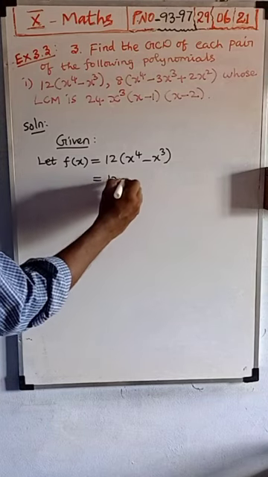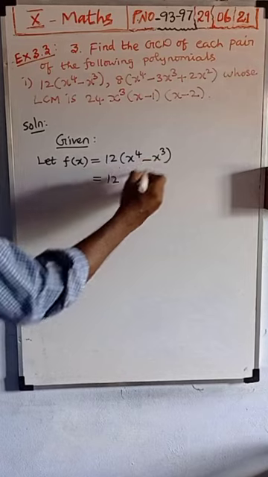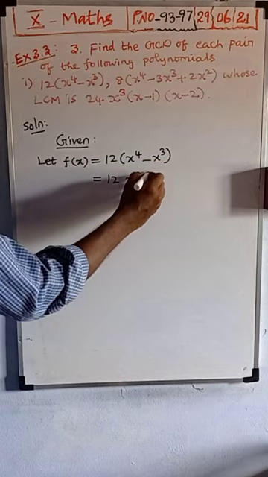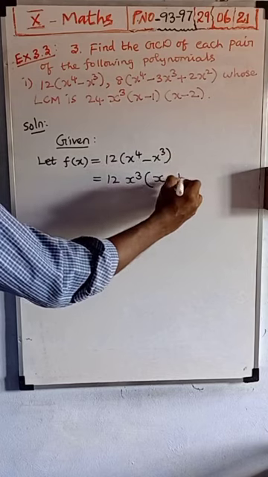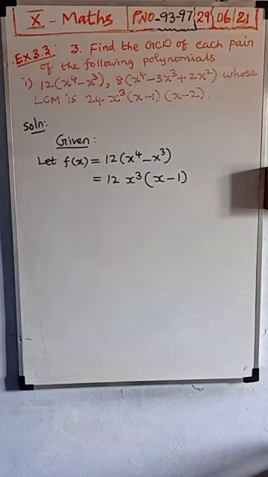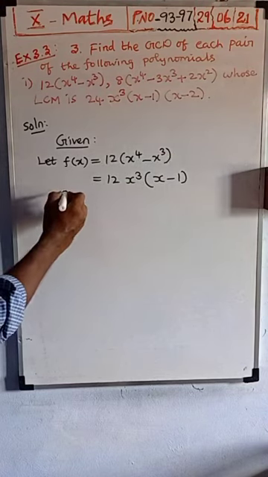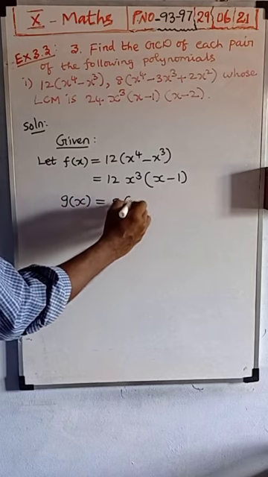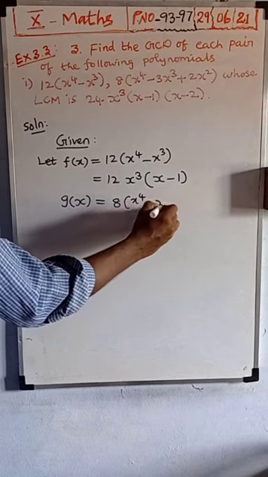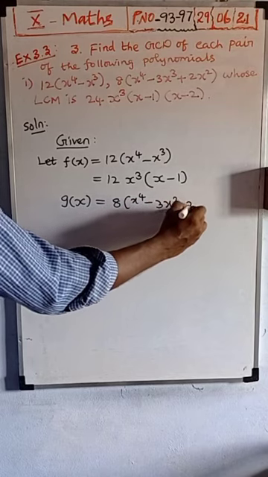Here a common term is possible in x power 4 and x cube. Which one is the common term? x cube. So we take x cube outside, and the remaining is x minus 1. So this is a factor of this f of x polynomial. Next, g of x is 8 times x power 4 minus 3x cube plus 2x square.